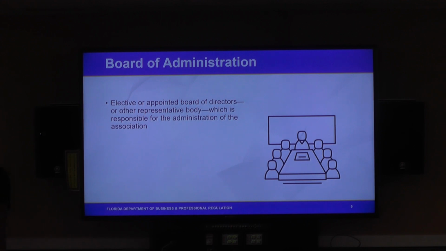The Board of Administration. What is a board? So everybody knows the board, right? And their responsibility and their fiduciary duty, right? Some of you are on the board, correct? Yes. And so the Board of Administration, or board, are the elected or appointed board of directors or other representative body which is responsible for the administration of the association.